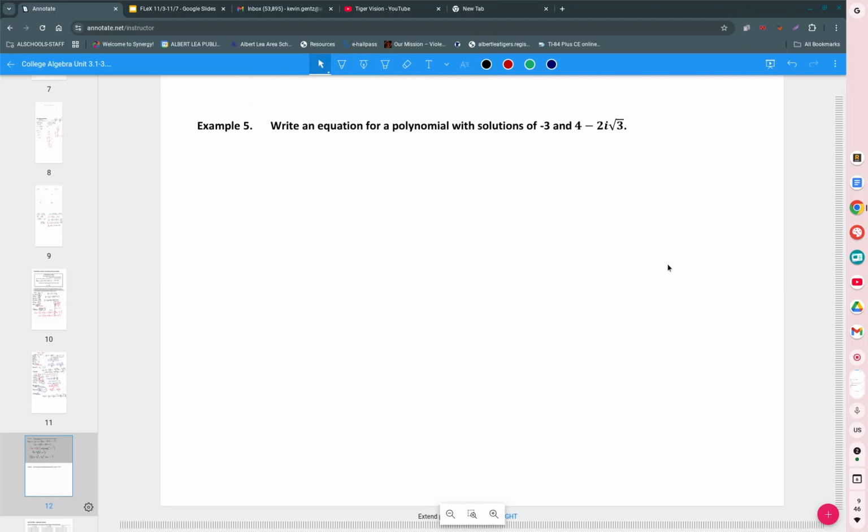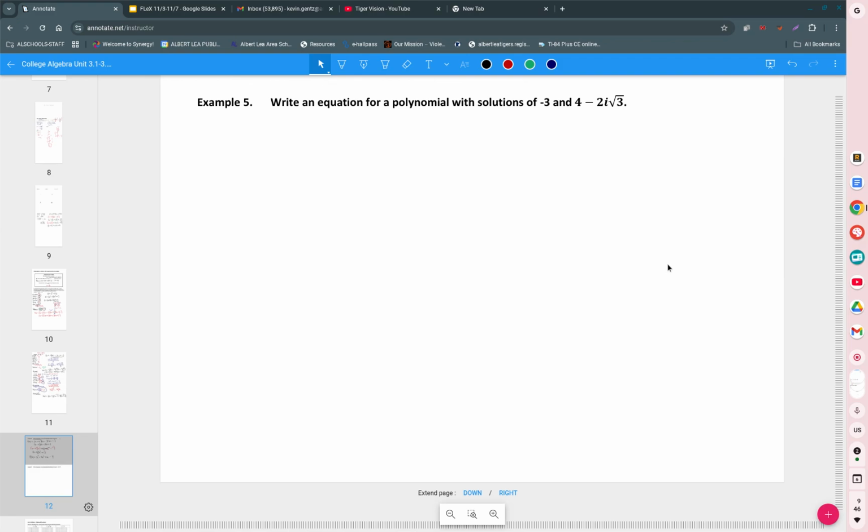Our last example: write an equation for a polynomial with solutions negative 3 and 4 minus 2i root 3. Tell the person next to you right now, what do you know about this already? Go.